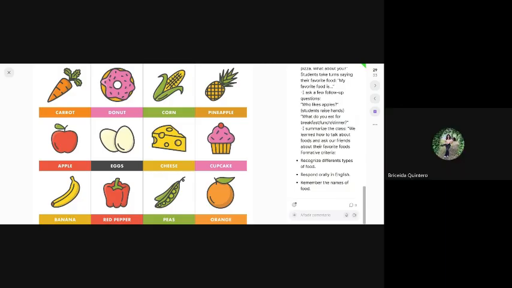Then I summarize the class. We learned how to talk about foods and ask our friends about their favorite foods, and they can present in front of the class, or maybe in pairs or groups of students. The formative criteria in this area are to recognize different types of food, respond orally in English, and remember the names of foods. And that's it.